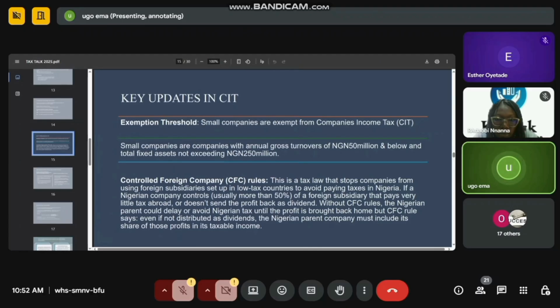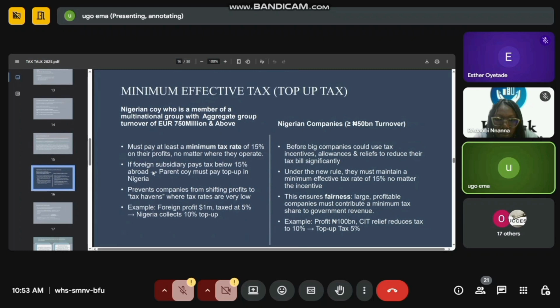The idea about this is to prevent companies from shifting their profits abroad. This is trying to bring every company into the tax net and to ensure that there is fairness, especially when it has to do with large companies.